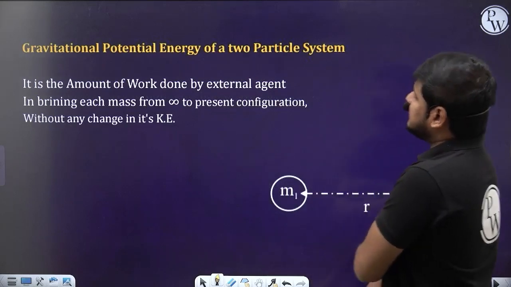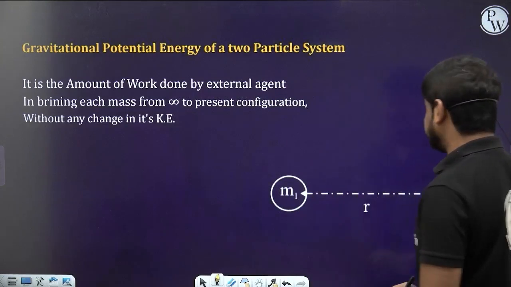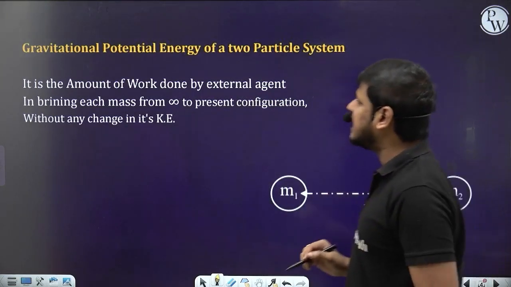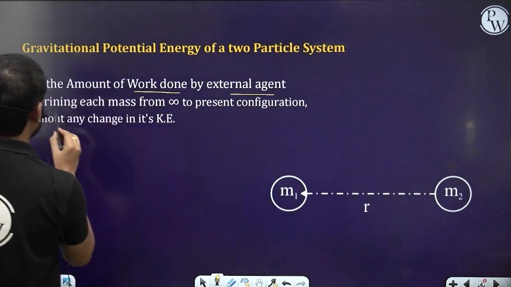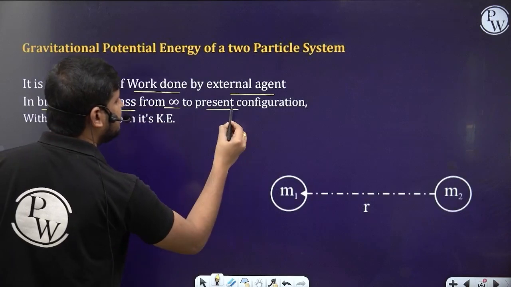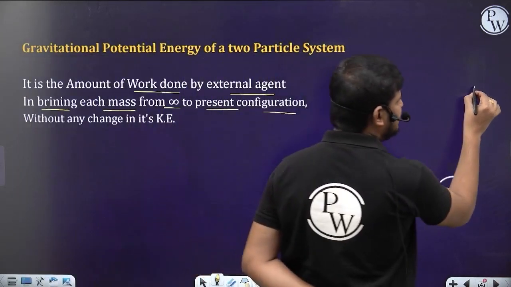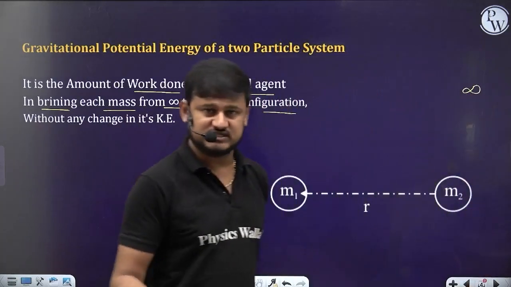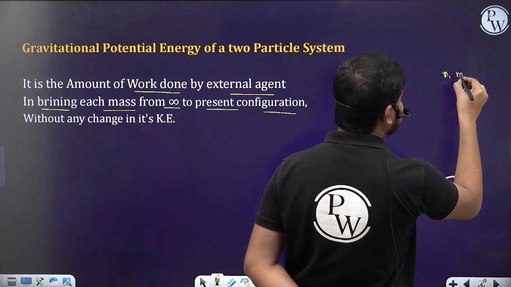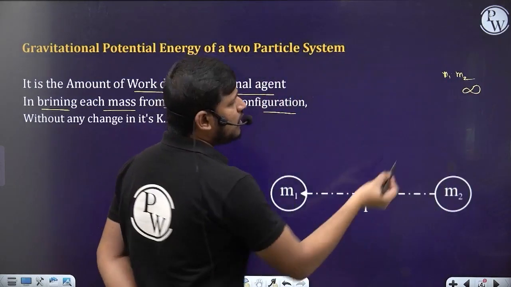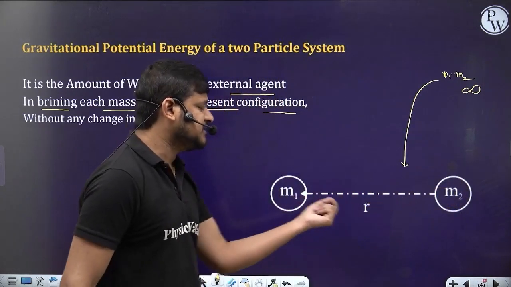So now, the gravitational potential energy of a system of two particles, m1 and m2, which are at a distance r. It's the amount of work done by an external agent in bringing each mass from infinity to the present configuration. So from where to where? Let's suppose initially at infinity there are two masses at some configuration, that means they are at some distance. Now you are bringing them to some other configuration, where the distance between them is r.